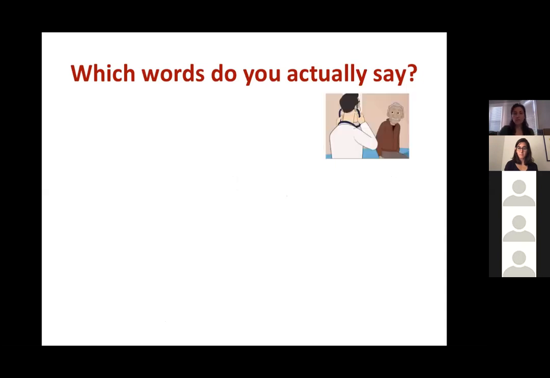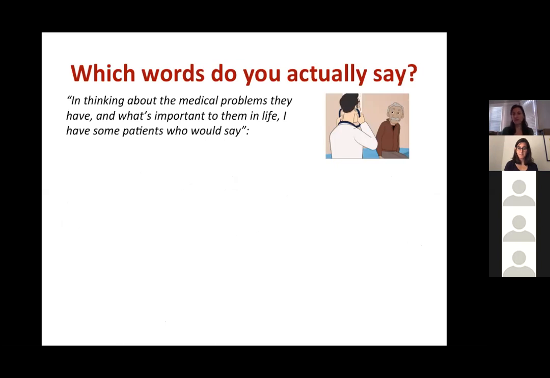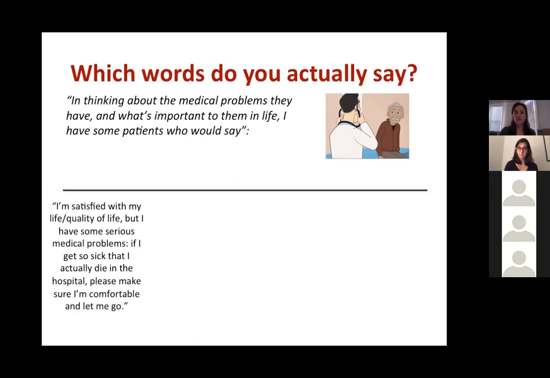And then for people who have never thought about this before, but we actually need to nail down a thoughtful decision, like for this guy with COPD, I often give my patients choices and some context for how they can think about this issue of code status. And usually say something like, in thinking about the medical problems they have and what's important to them in life, I have some patients who would say, I'm satisfied with my life or my quality of life, but I know I have some serious medical problems. So if I get so sick that I actually die in the hospital, please make sure I'm comfortable and just let me go. If someone identifies with this kind of thinking, I usually provisionally think of them in my head as somebody who might be appropriate for DNR and maybe DNI status as well, and someone who values quality of life and maybe comfort over longevity or other things. So once we get to here, then we go into that specific part of the code status discussion where we talk about risks and benefits and details.